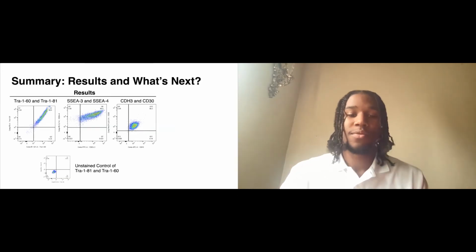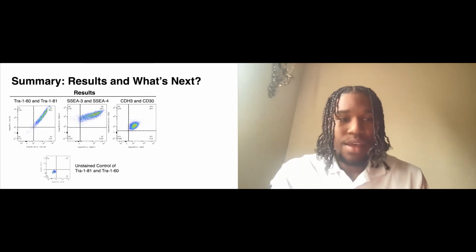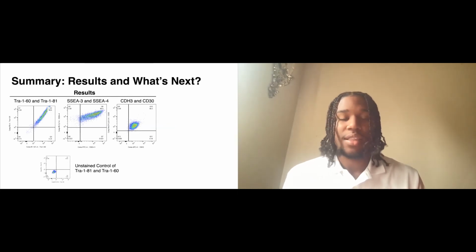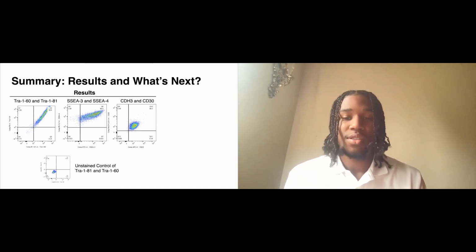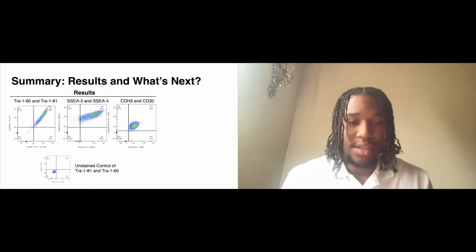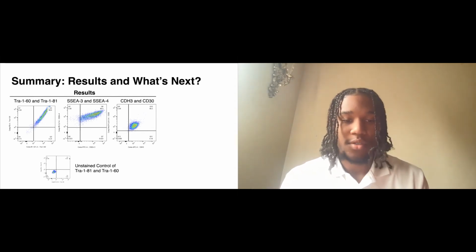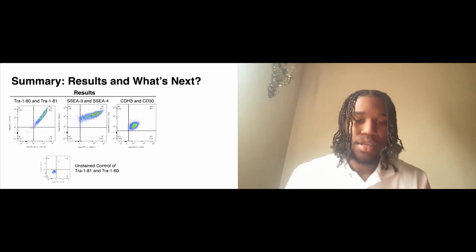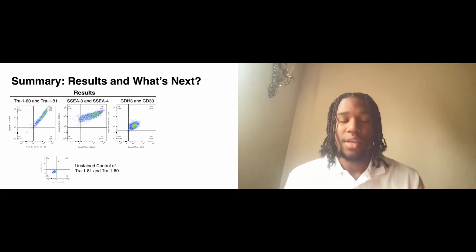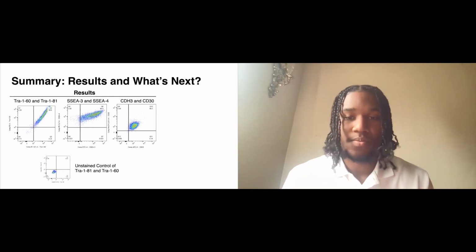So, the results. From our results, you can see that the hiPSCs express all the cell surface markers in the antibody panel. At the bottom is a negative control for the markers TRA-1-81 and TRA-1-60, just for visual reference of what an unstained panel looks like.